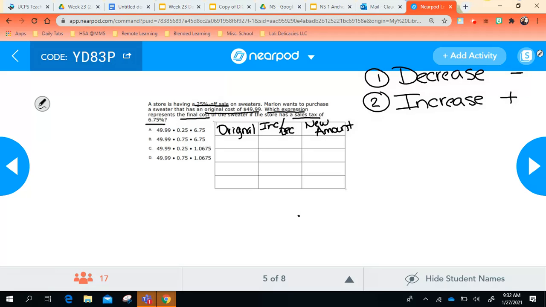Okay, so from here, what is our original price? $49.99, yes. And we said that our first step is an increase or a decrease? It is a decrease. Do I know my new amount? No, so I'm going to go ahead and put a question mark.